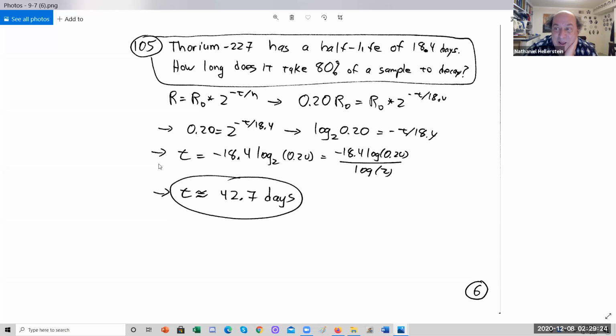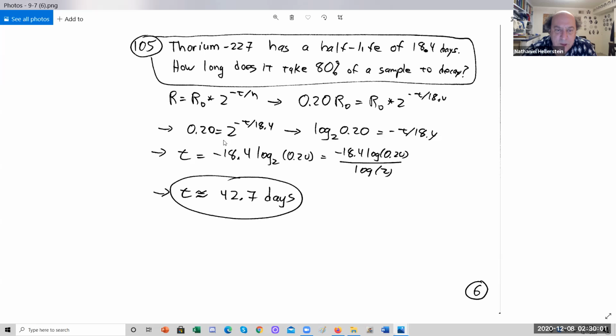Here we have a half-life problem. Thorium-227 has a half-life of 18.4 days. How long does it take 80% of a sample to decay away? So the radioactivity equals R naught times 2 to the minus T over H. Now R, the radioactivity, is 20% of R naught. The other 80% has decayed away. 20% of R naught equals R naught times 2 to the negative T over 18.4, because that's H. So canceling R naught, 0.20 equals 2 to the negative T over 18.4.